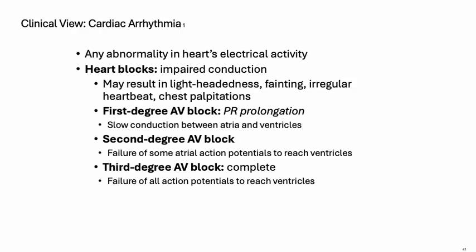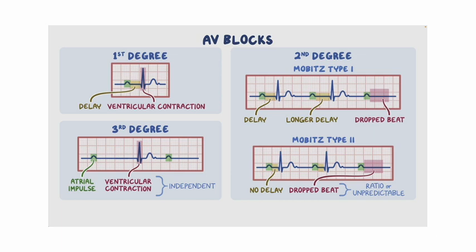So if we look here, we have what's called first degree, second degree, third degree. I just want to show you a picture of some of these that I pulled. For a first degree, the main thing you have is a prolonging of the space in between the P wave and the QRS complex. So that space is getting slightly longer, right?